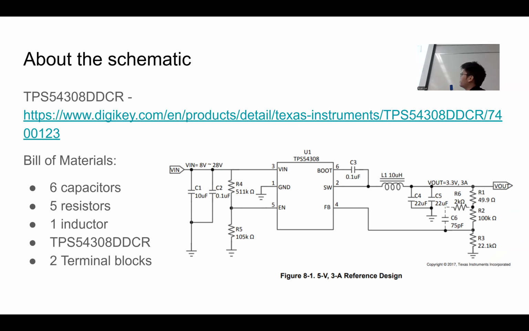This is the circuit we're going to be making. It takes 8 volts to 28 volts input, and in this case it gives you a 3.3 volt output. You can change the resistance value here and it actually changes that output value. So this circuit requires capacitors, resistors, 1 inductor, the actual chip itself, as well as 2 terminal blocks for the input and output. So actually, we'll be able to make that today.